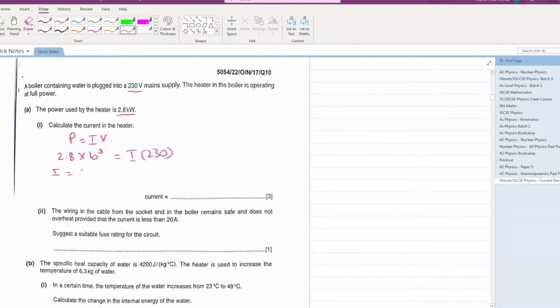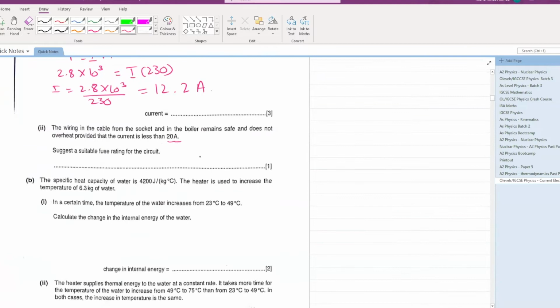Can you calculate the current? Yes, 2.8 into 10 raised to the power of 3 divided by 230. This gives you a value of 12.2 ampere. Simple. The wiring in the cable from the socket and in the boiler remains safe and does not overheat provided that the current is less than 20 ampere.